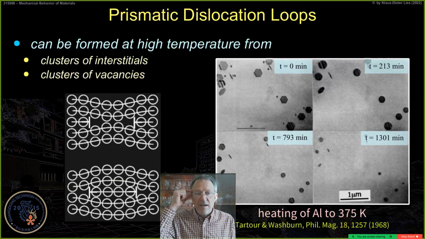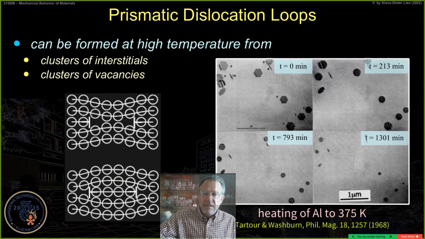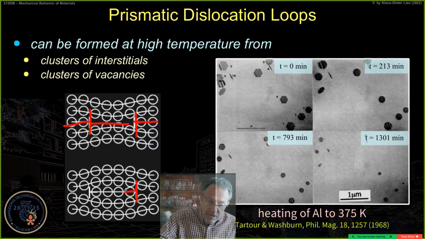So here are some prismatic dislocation loops. As I said, in the center you can have one lattice plane missing. So here's one lattice plane missing. But on the other hand, you can turn it around. You see here the dislocation is shown like this. The extra plane is to the outside. But you also can put an extra plane to the inside.